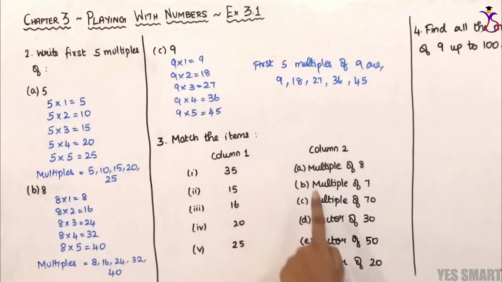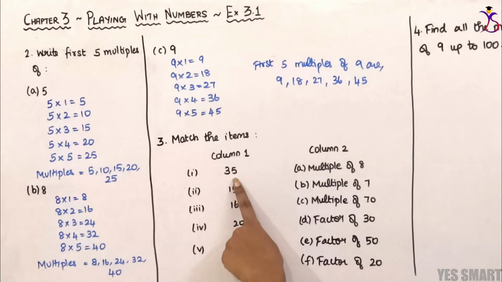Let's match the items. They have given column 1 and column 2. We have to compare and match the right answer. In column 1, the first value is 35. Let's compare it against each option.